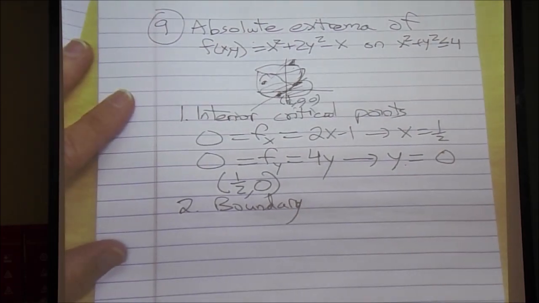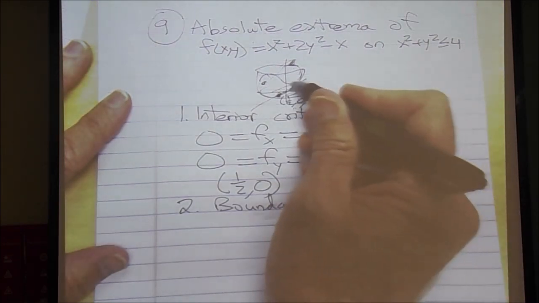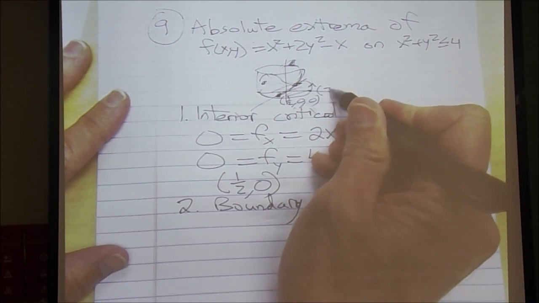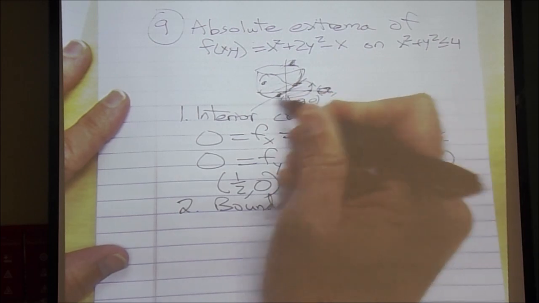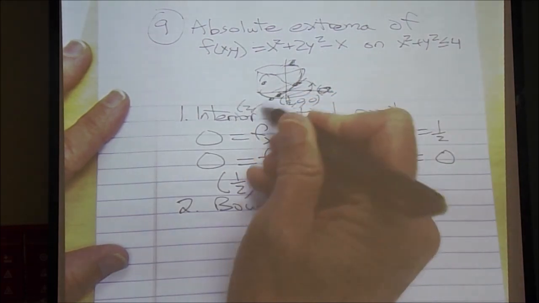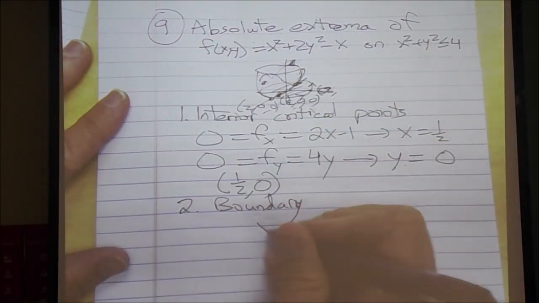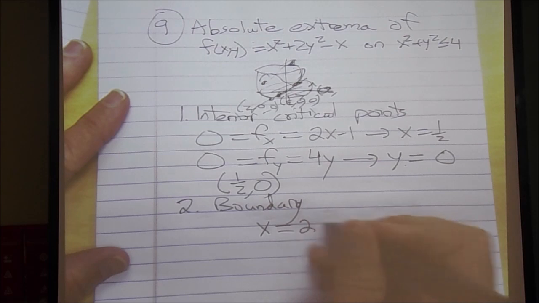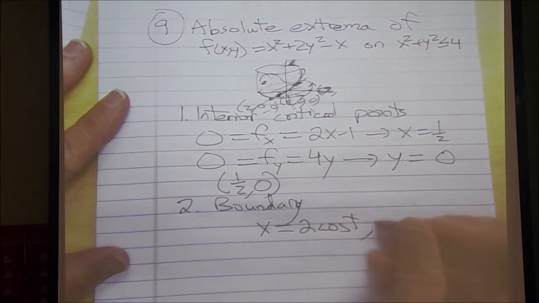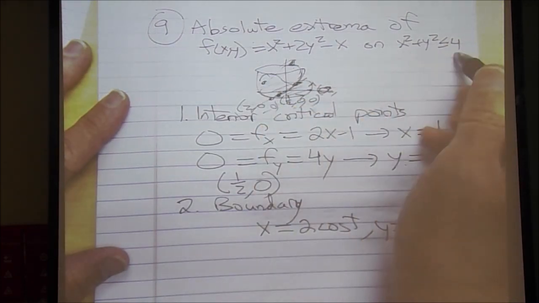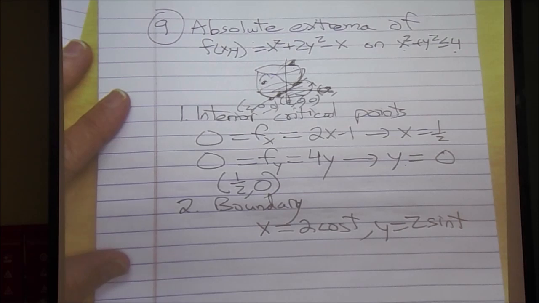So how do we check the boundary? What you can do is say, well, the boundary is a circle. Let's go around this circle, beginning from the point 2, 0, 0. We can use the parametric equations, x equals 2 cosine t, y equals 2 sine t, because after all that goes around a circle of radius 2, which is the boundary of this disk.